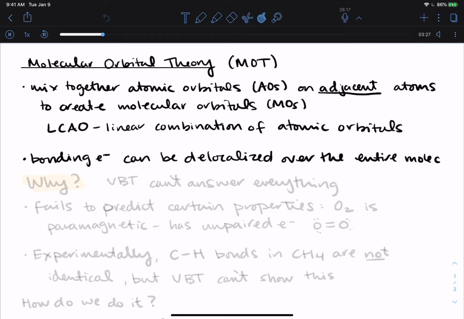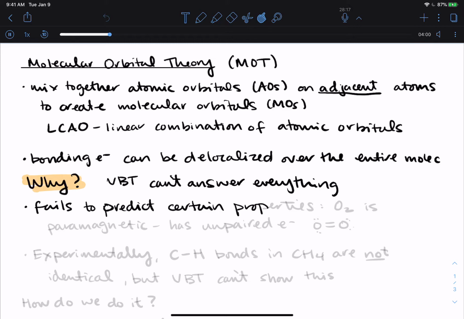Okay, so the big question, why are we even doing this? And the reason that we're doing this is because valence bond theory can't answer everything. So first of all, it fails to predict certain properties. So one of these cases is O2 is something called paramagnetic. And paramagnetic means it has unpaired electrons.